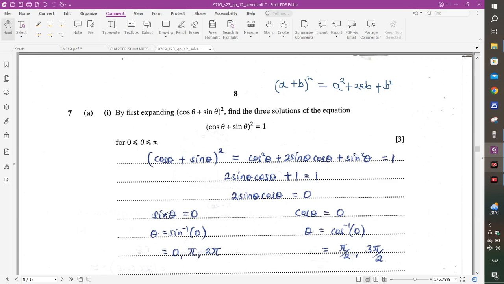And so we shall get sine theta, we equate to 0. Then arcsine of 0, you'll get 0, pi, 2 pi. Those horizontal angles, their sine will always be 0. So sine of 0 is 0, sine of 180 is 0, sine of 360 is 0. And also we shall get the arc cos of 0. Arc cos of 0, those are the angles on the vertical. So we have 90 and then 270.